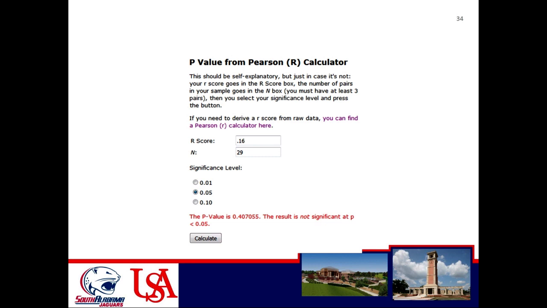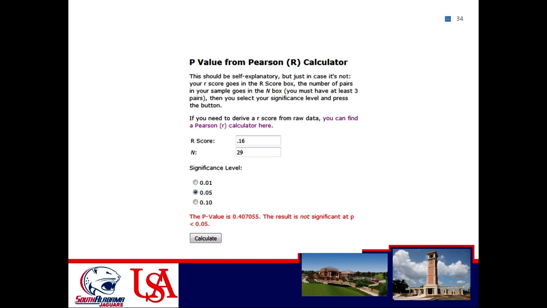Based on this input, our p-value was 0.41, rounded. And as you can see, the p-value calculator directly tells us this is not significant at the p less than 0.05 level, because a p-value of 0.41 is greater than 0.05. Therefore, this result is not significant because the p-value is greater than 0.05.